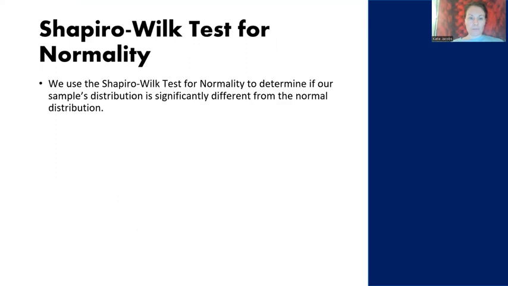A Shapiro test for normality, we use this to determine if our sample's distribution is significantly different from the normal distribution. What's a distribution again?